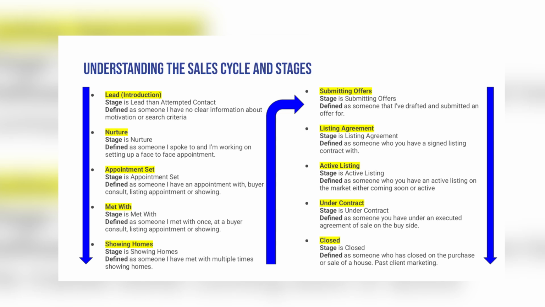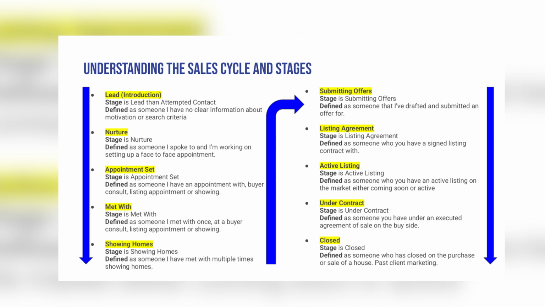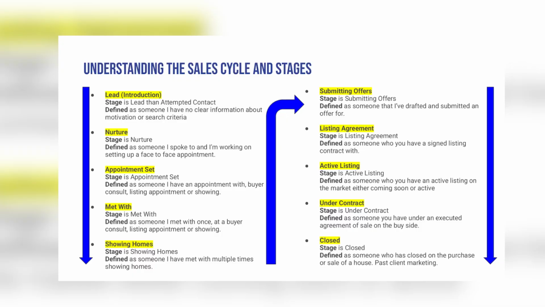Then you've got on the listing side, a listing agreement is signed, but it's not on the market yet. So you have an executed listing contract. And then active listing, someone that has taken their home to the market. They're actively showing it. They're getting people through there. You're trying to get it sold. Then you've got under contract. An executed agreement of sale is what we're looking for here for everybody. And then ultimately closed client. So those are all the stages. And we can talk about all the different ways to get these people through. That would be many, many videos.